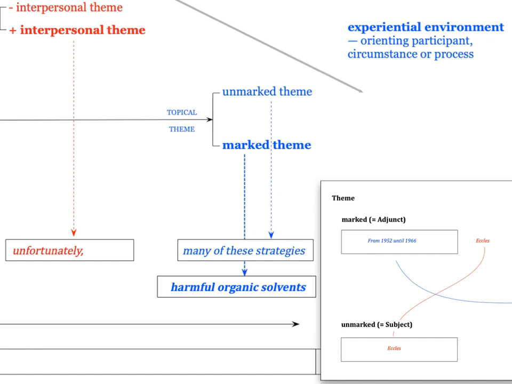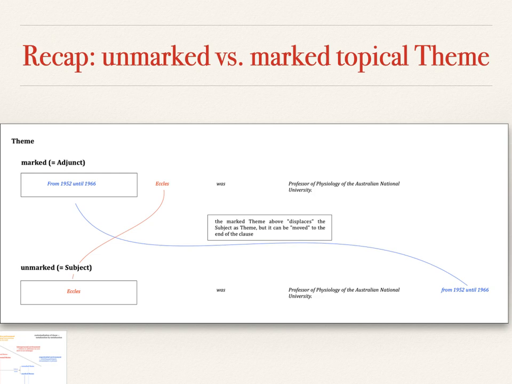So this is a contrast between an unmarked theme, subject, again in a declarative clause, Eccles, and a marked theme, a temporal adjunct. Let's look at the whole clause. So if you have the clause, "Eccles was Professor of Physiology at the Australian National University from 1952 until 1966," then you have a declarative clause and you have an unmarked theme. Why unmarked? Because it's a subject.